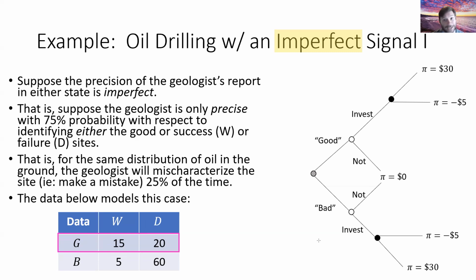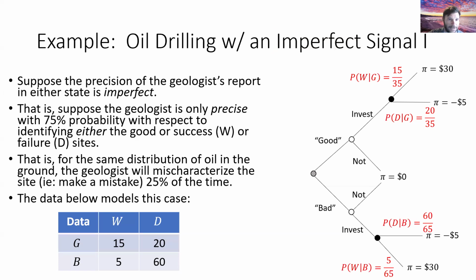Okay, which means 20 out of the 35 involved the dry well. So we should hopefully be able to look over here and see that this makes sense. 15 out of the 35 good signals involved the wet well, 20 out of the 35 involved the dry well. And we can make, again, a very similar argument with respect to what happens following a bad signal realization.